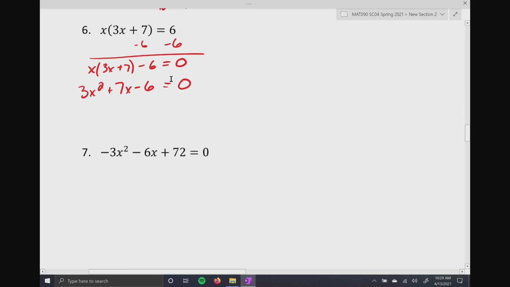Looks like I got to do the AC method again. But luckily for us, this is going to go a lot more smoothly now because the numbers are very small, okay? So, get an idea. I know my answer is going to look something like this. The plus and a minus.